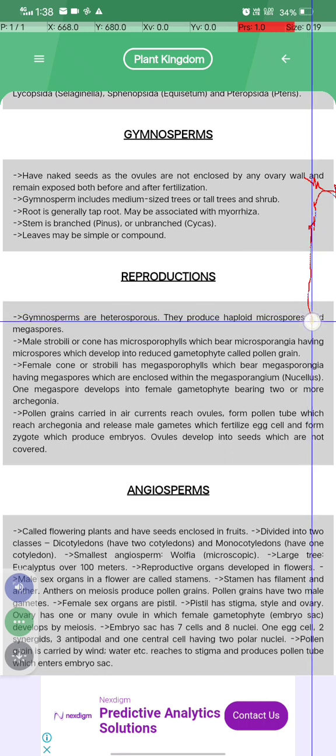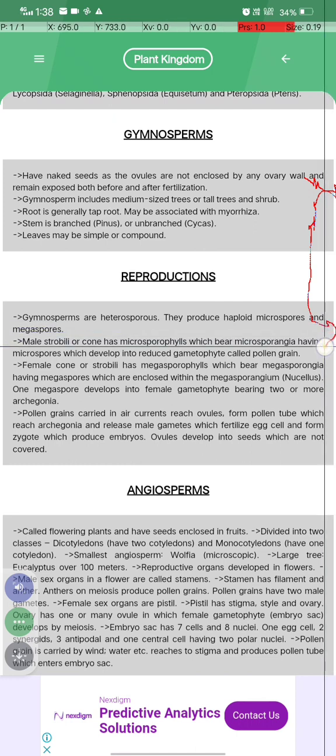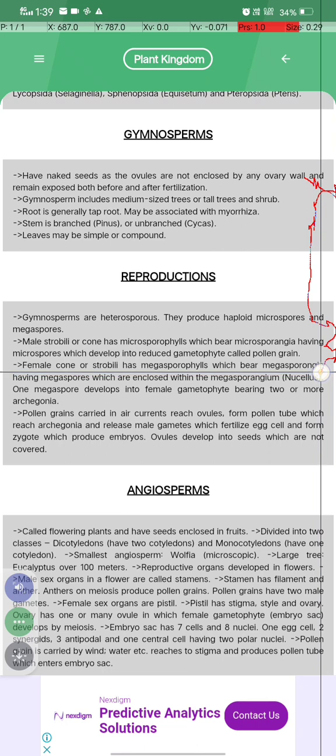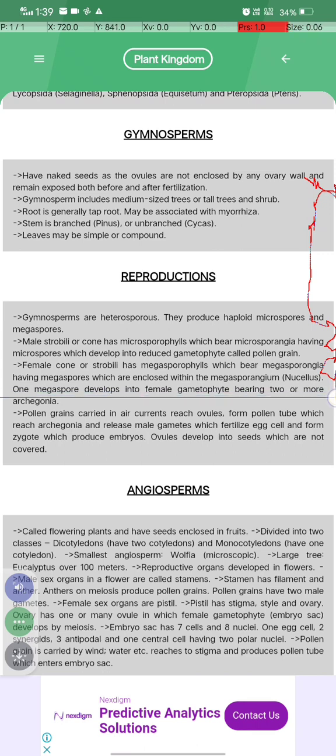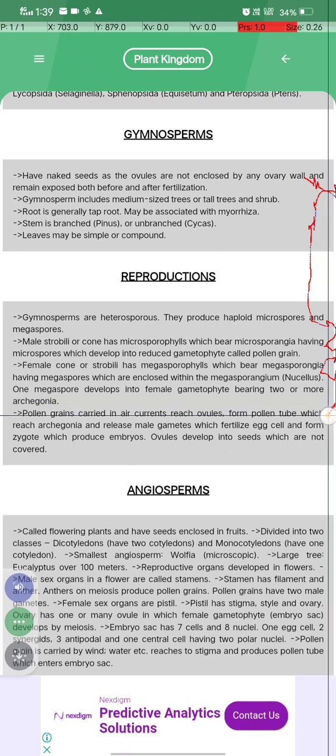Gymnosperms are heterosporous, and they produce haploid microspores and megaspores. The male strobili or cones have microsporophylls, which bear the microsporangia containing microspores that develop into a highly reduced male gametophyte called the pollen grains. The female cone or strobilus has megasporophylls, which bear megasporangia containing megaspores enclosed within the megasporangium nucellus, and one megaspore develops into the female gametophyte bearing two or more archegonia.